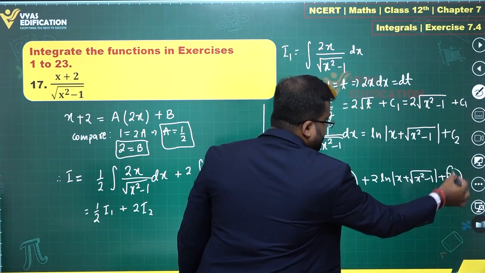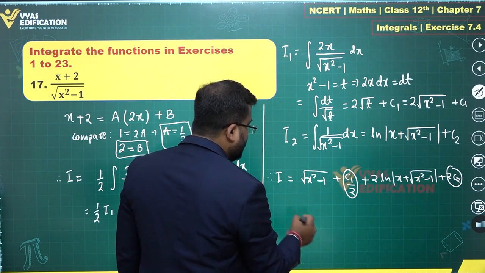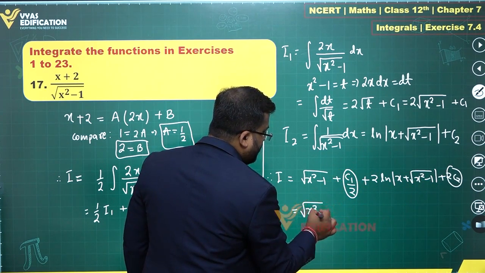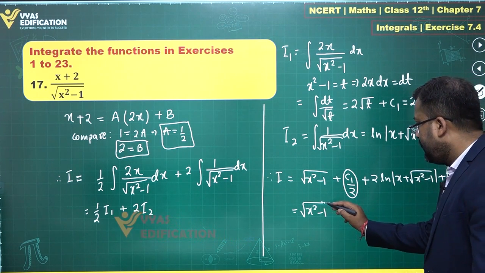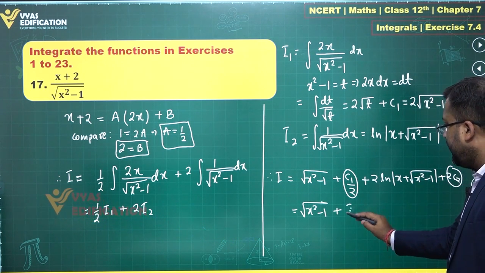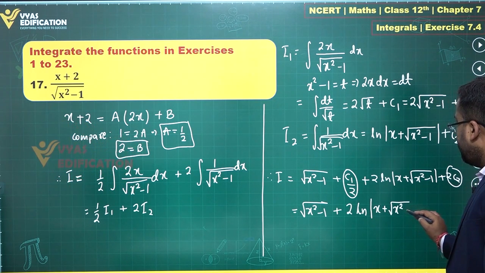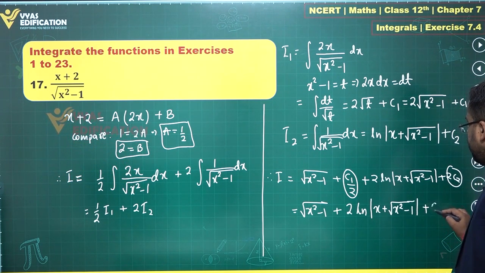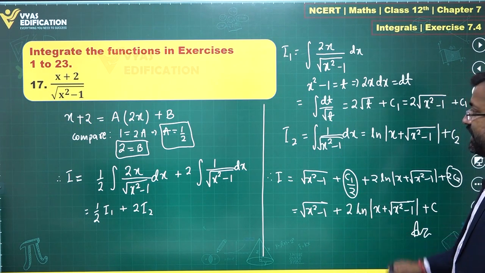This and this here are nothing but constants of integration. They can be combined into a single constant, and what you get is under root of x square minus 1, this is the first term, plus you have another term, 2 times ln mod of x plus under root of x square minus 1, plus some constant of integration. That's the required answer for this question, the 17th over here.